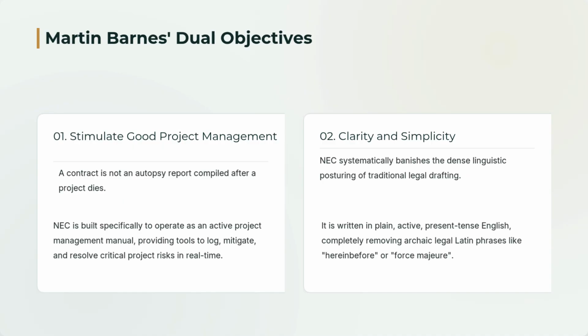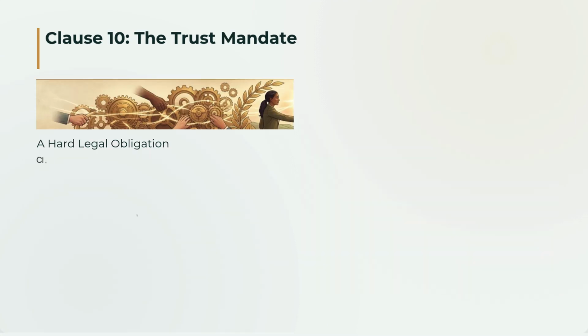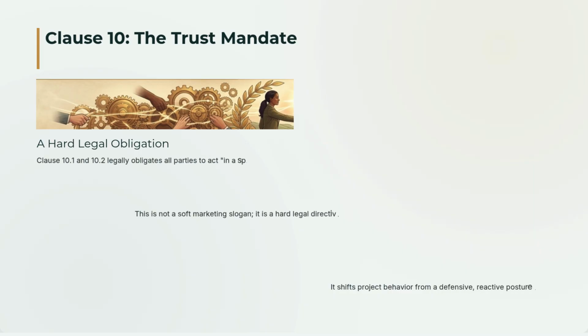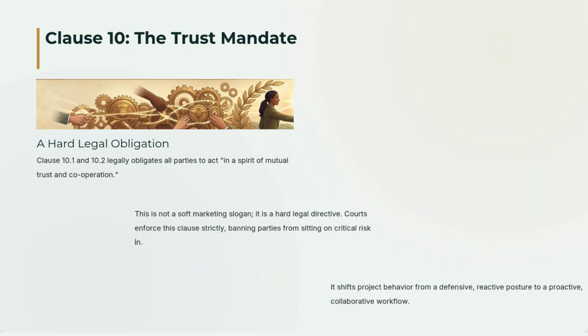This brings us to the absolute foundational rule of the entire NEC ecosystem. If you open any NEC contract, whether it's NEC 3 or the modern NEC 4, the very first clause, clause 10.1 and 10.2, sets the tone for everything. It legally obligates the parties to act in a spirit of mutual trust and cooperation.